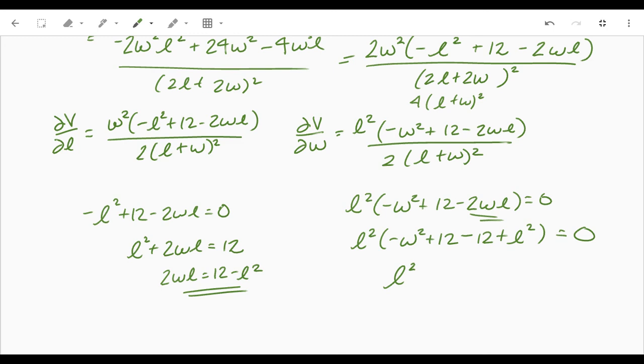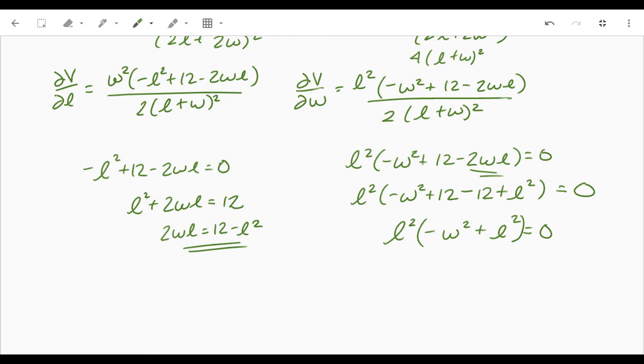So L squared times negative W squared plus L squared would equal 0. Okay, and that would work again if L squared were 0, which they can't. That'll give us it can, but that would be the minimum volume. Or if W squared equals L squared. Okay, so we've got that W equals L.